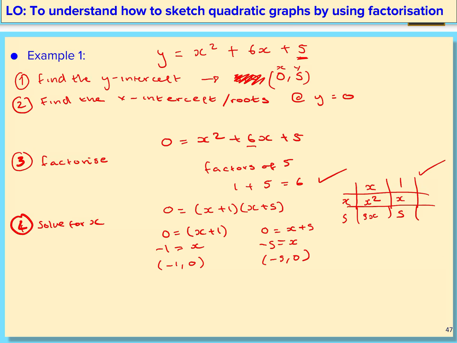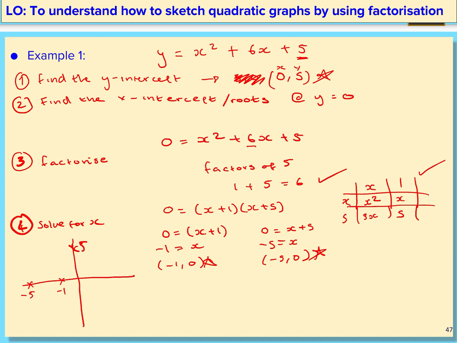Right, now let's plot our 3 coordinates on our graph. So I'm going to do a little sketch over here. Our final step is to sketch it now, to plot it all on our graph. So the y-intercept was (0, 5), and our coordinates, the roots, were here.